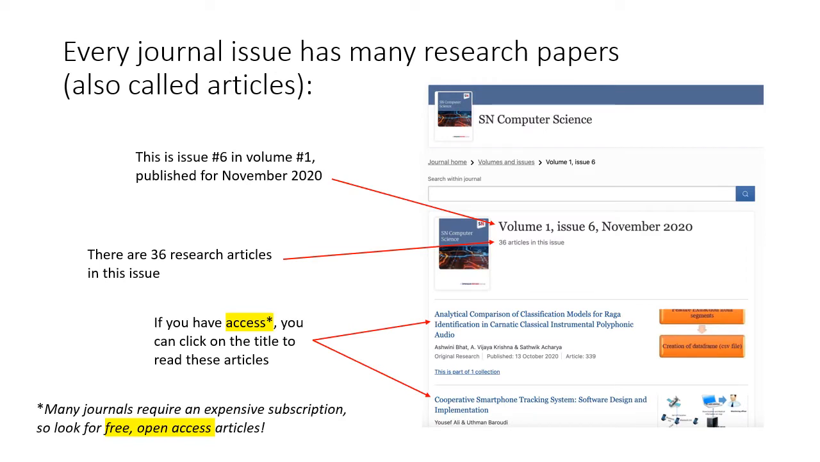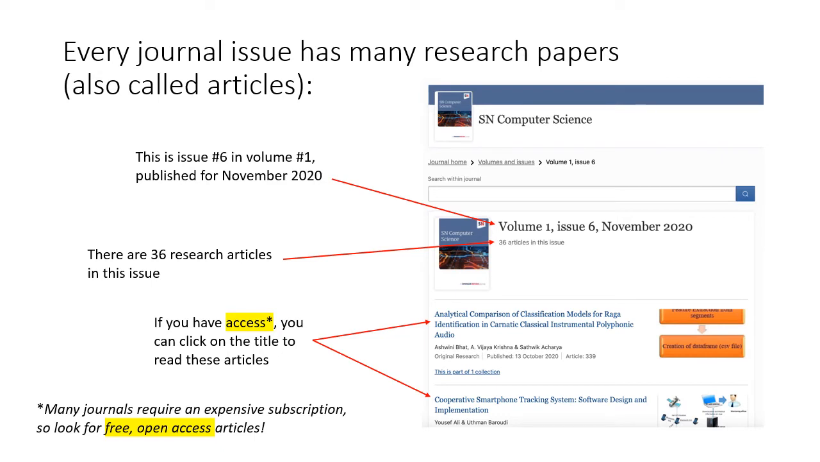When you check a journal issue, each issue has a number of papers. Occasionally they only have one or two, but in computer science it tends to have a good number. So in this particular example, which is volume 1, that means in the first year, issue 6, which means it's the 6th magazine issued in that year. In this particular one, there are 36 research articles.